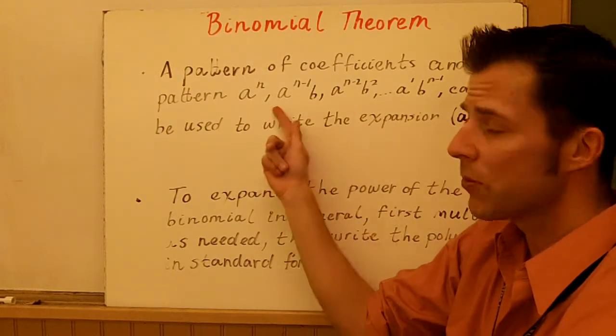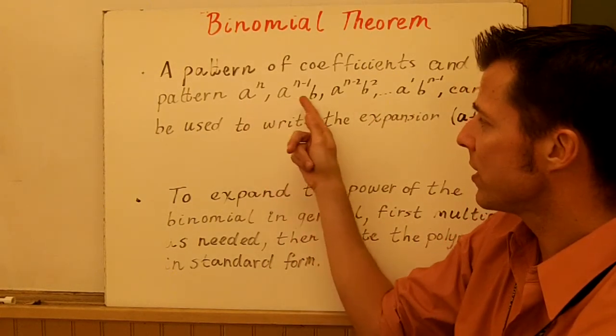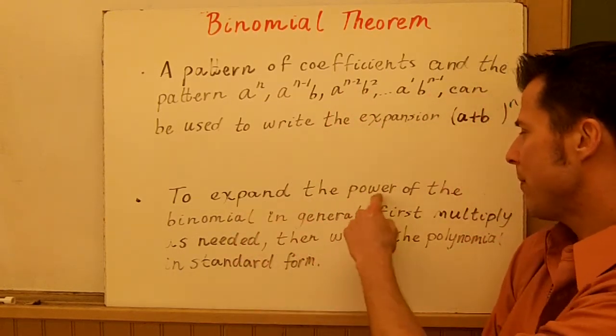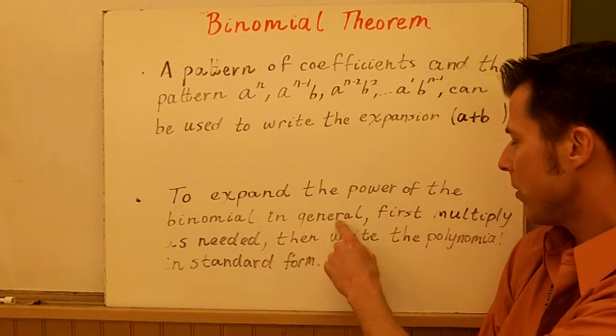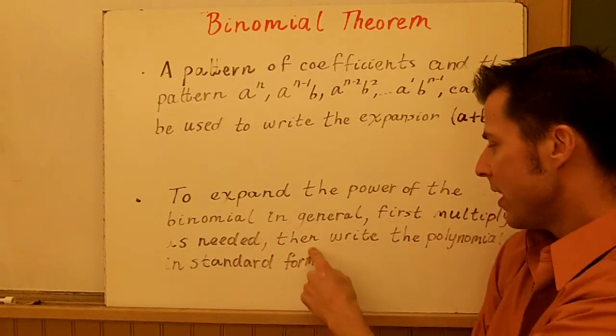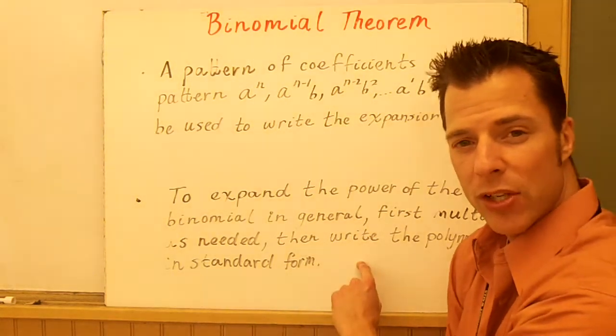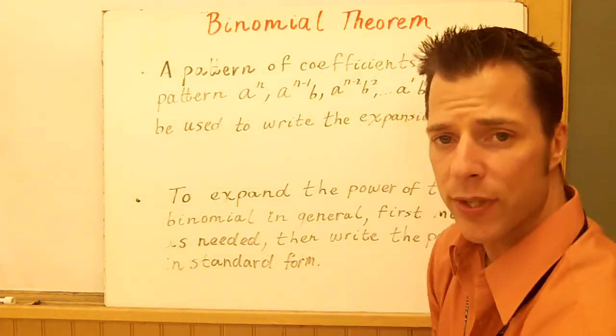And that helps us with the expansion: as one variable's power decreases, the other variable's power increases. Okay, secondly, to expand the power of the binomial in general, first multiply as needed, then write out the polynomial in standard form. And we'll see that a little bit later towards the end of the lesson with the examples.